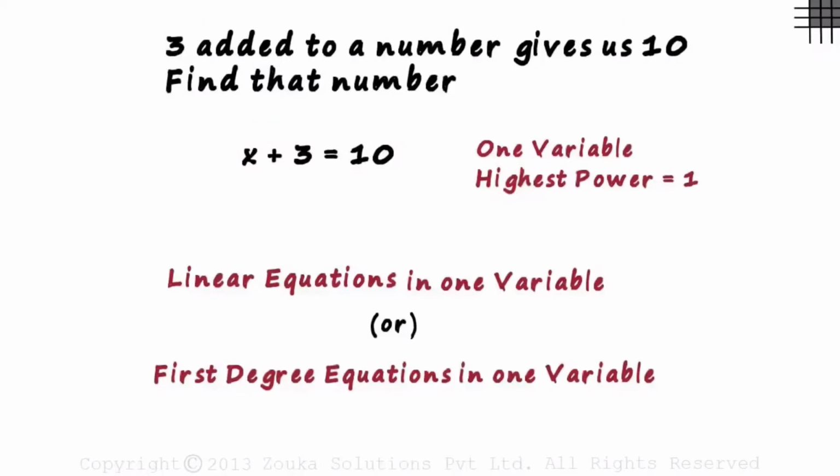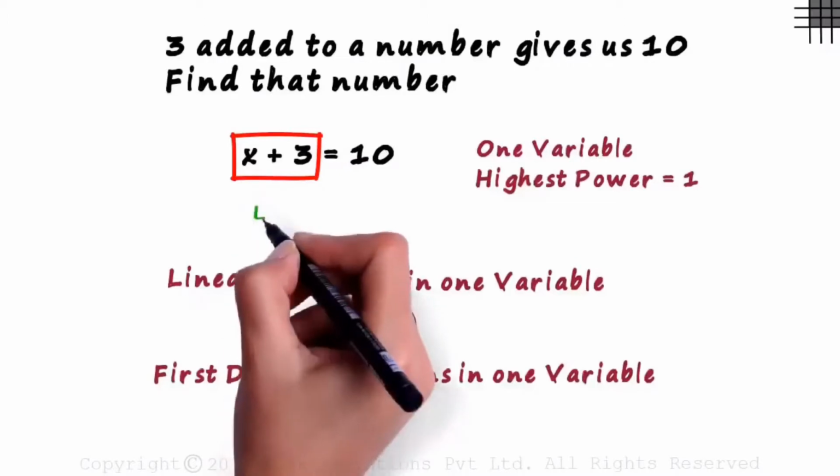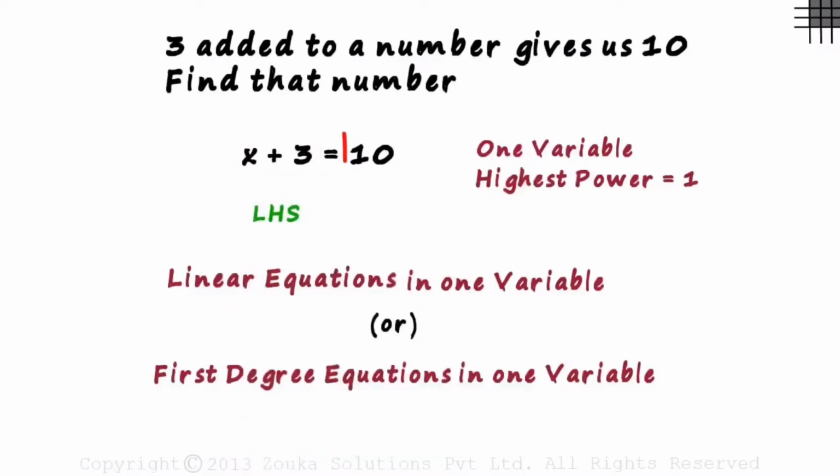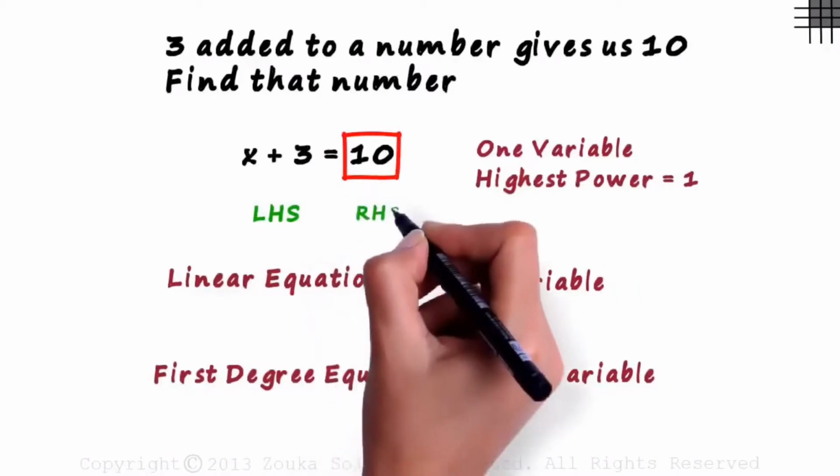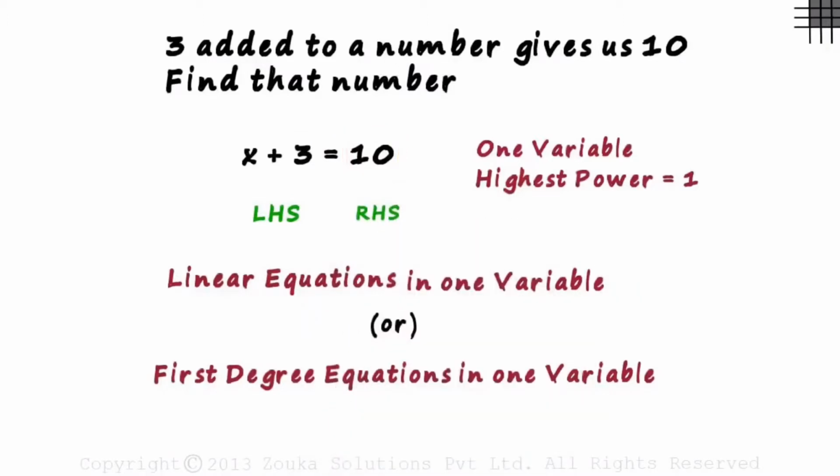We categorize an equation into three parts. We have an equality sign in the center. To its left is the left-hand side, which is shown here as LHS, and to its right is the right-hand side, shown here as RHS. The problems for such kind of equations require us to solve for the value of the variable.